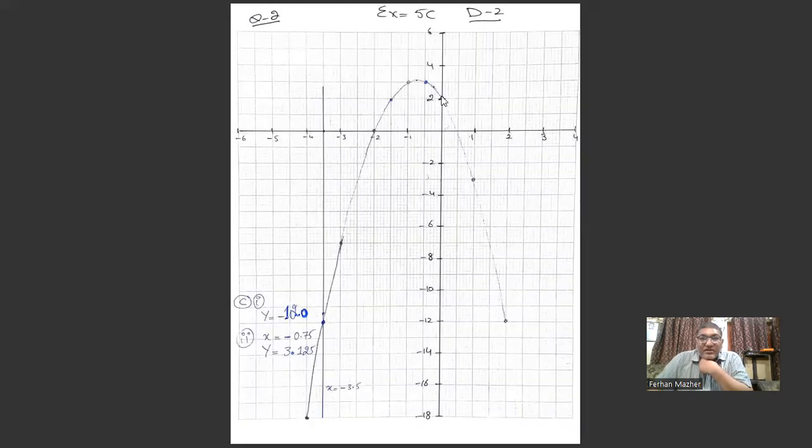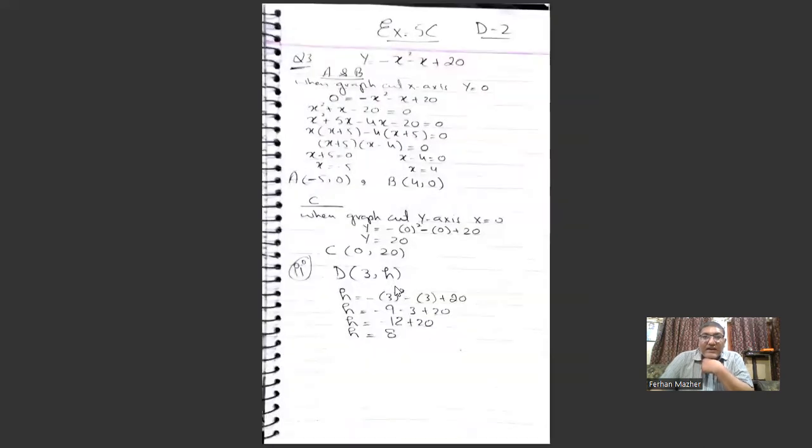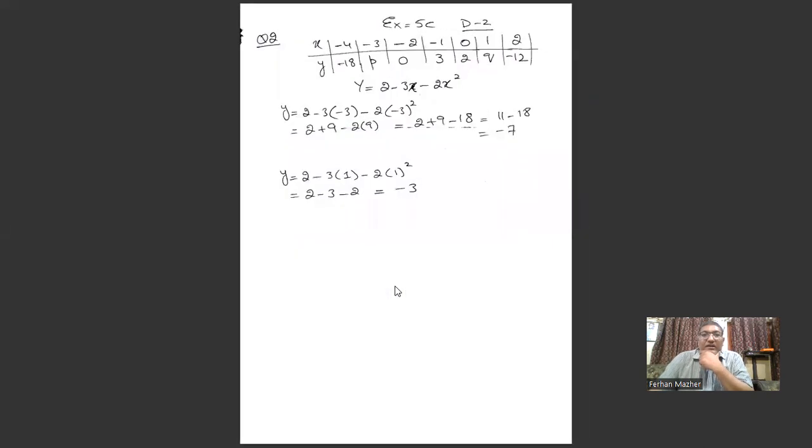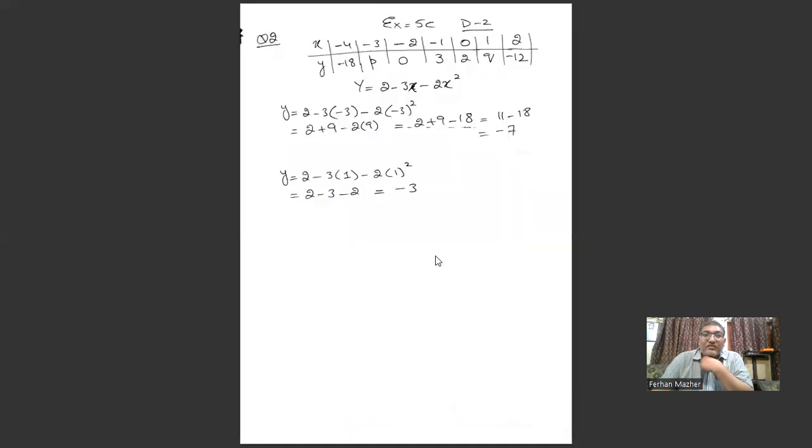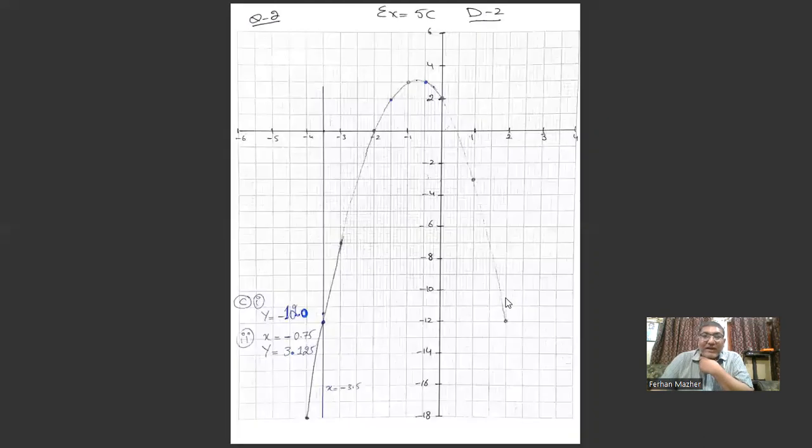Oh, sorry. At 1, you have -3. At 1, I will have -3, so I put a dot here. Then at 2, you have -12. At 2, you have -12.